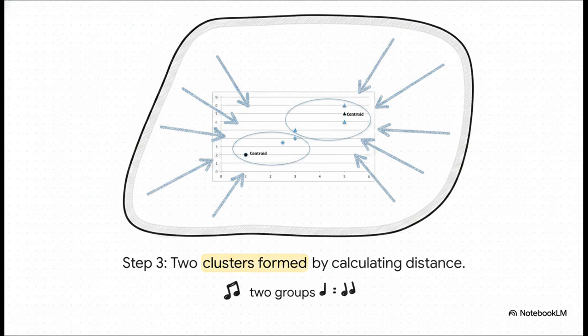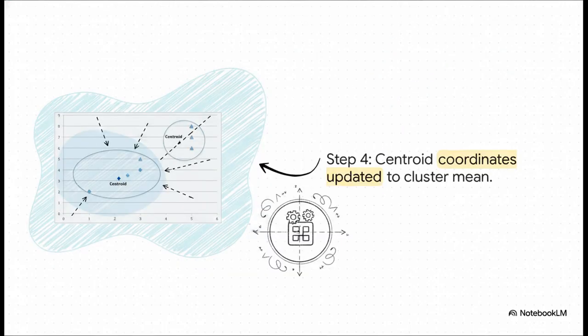Just like that, our very first clusters are formed, drawing a clear boundary between the 2 groups. But we aren't done yet. For step 4, the algorithm looks at these new clusters and calculates their average, or the mean, x and y values. The centroids then physically move to that exact mathematical center of their newly captured data points. And because those centroids just moved, the boundaries change. So in the next iteration, some of those data points might actually switch over to the other team.